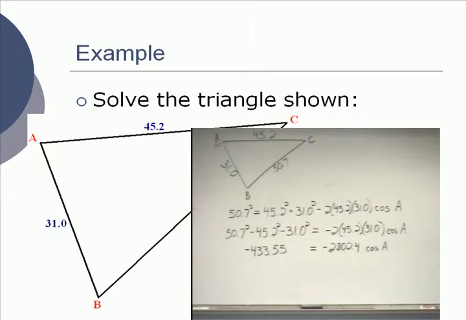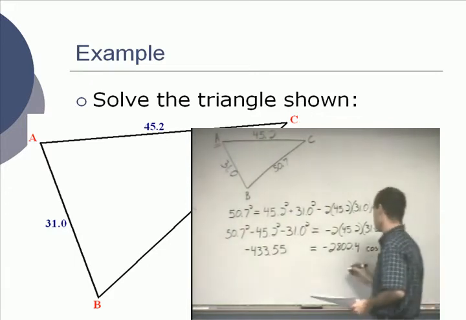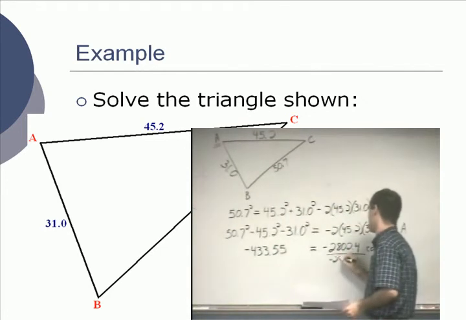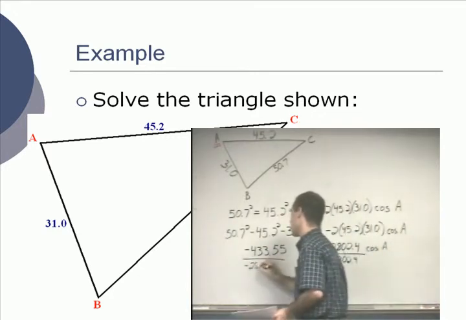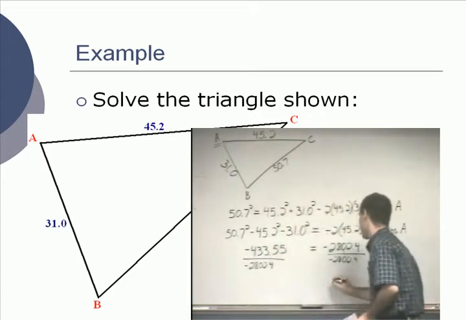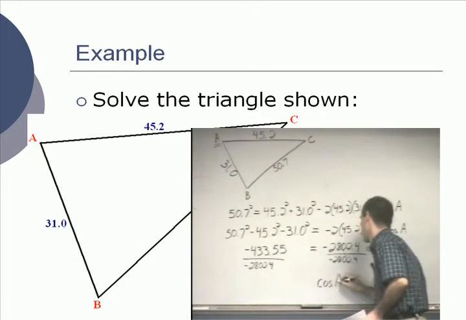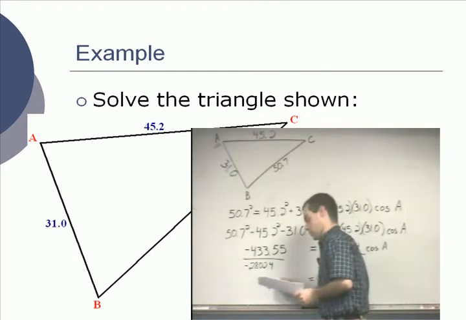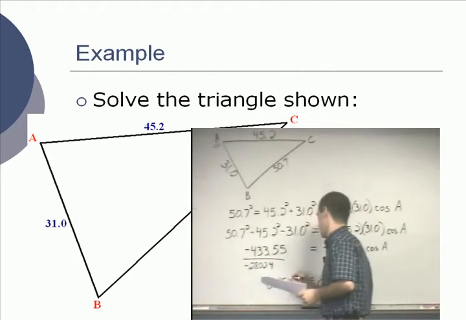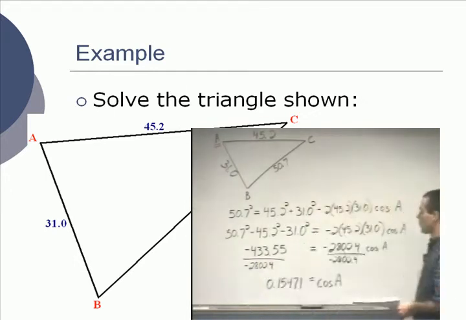Well, we're almost there. What's next? Divide by negative 2802.4. Again, watch the sign. That's the most common error. And the cosine of A works out to, the negative signs cancel, and we're left with 0.1541. Okay?